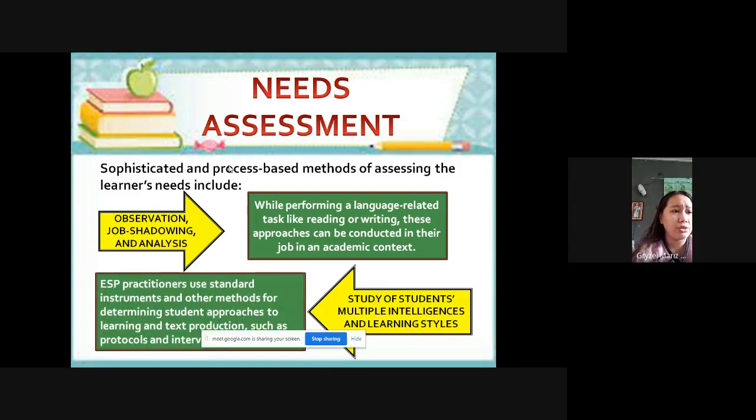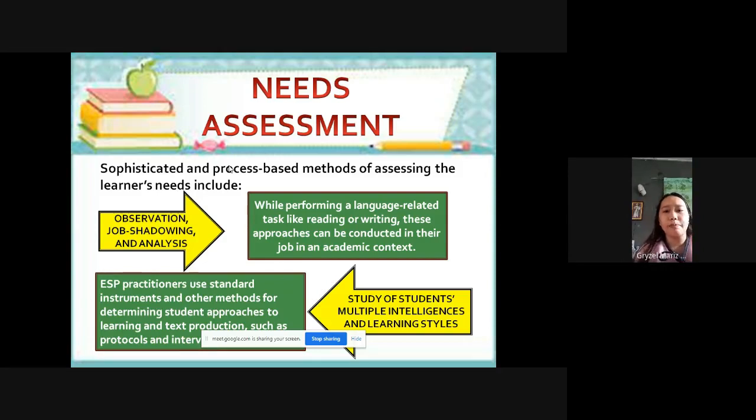ESP practitioners use standard instruments and other methods for determining students' approaches to learning and text production such as protocols and interviews. Of course, we need to identify the multiple intelligence and the learning styles of our students. Why? There are students who are good when it comes to oral recitations, and there are students who are not good at oral recitations, but in written activities. Why do we need to learn their learning styles?